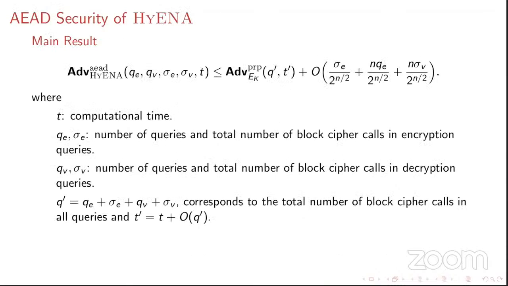In terms of security, we show that HYENA is again a birthday-bound secure construction. There is a factor of n here, so you can see that it's nQe/2^(n/2) or nσv/2^(n/2). But we believe that this is more of an artifact of our own proof approach, and probably it can be improved to simply Qe/2^(n/2) and σv/2^(n/2). So we can show that HYENA is probably birthday-bound secure.